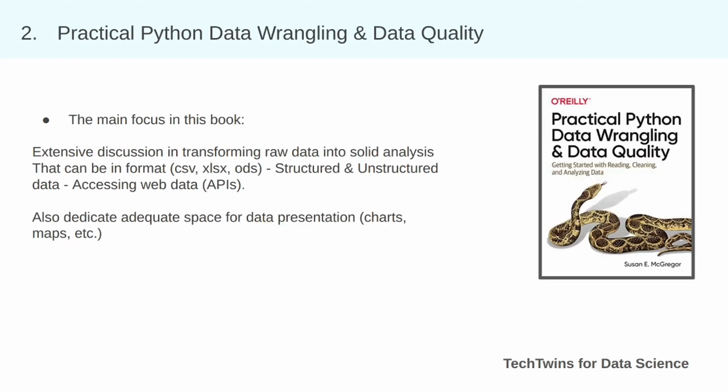Our second book, Practical Python Data Wrangling and Data Quality. So the main focus in this book is extensive discussion in transforming raw data into solid analysis that can be in format such as CSV, XLSX, or Excel, ODS. Also the structured and unstructured data, accessing web data APIs, how to collect the raw data from the APIs. It dedicates adequate space for data presentation that includes charts, maps, and so forth.